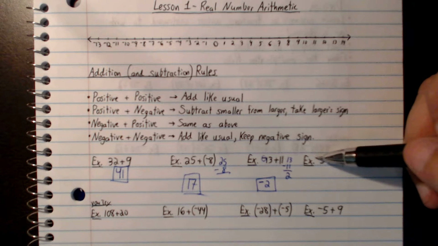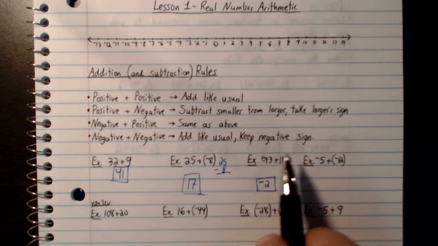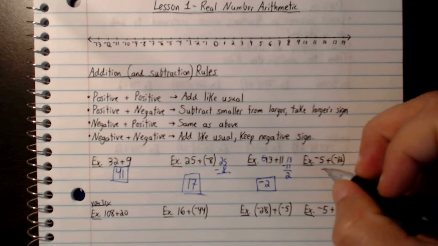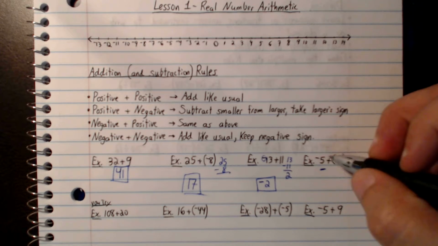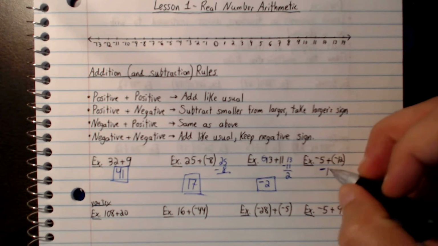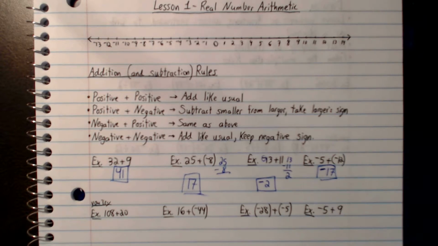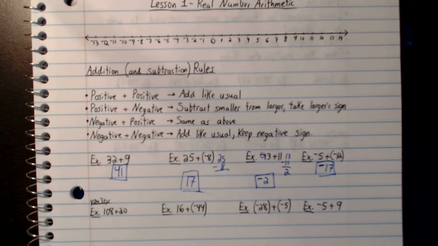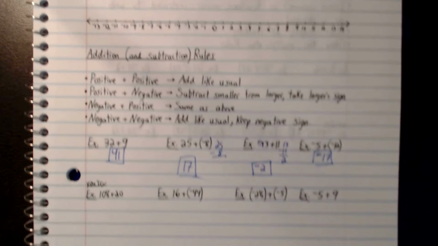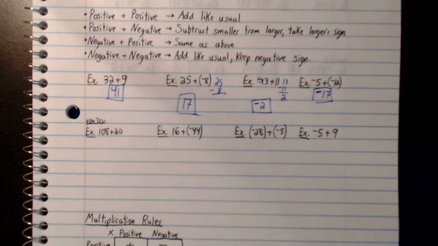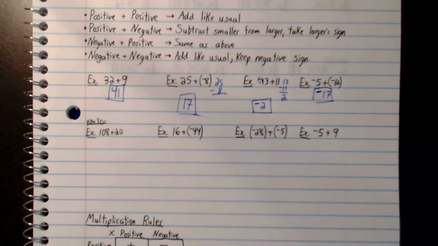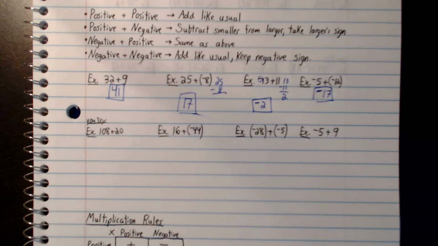And finally, a negative plus a negative, well, we're going to add like usual. We'll just keep that negative sign. So we know this is going to be negative 5 plus 12. That's 17. Okay, so we've done one example of each. There are 4 more for you to try. So if you would like to pause the video, try them out, and resume when you're ready to check, I would show all my work if necessary so that we can compare answers.